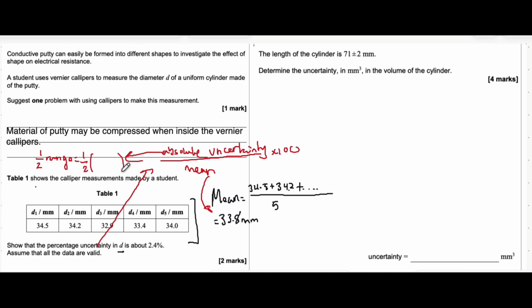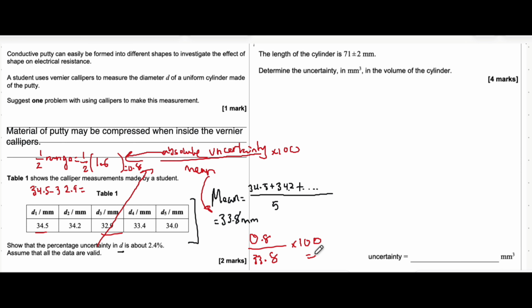Now, when you're finding the range, that's the highest take away lowest number, but you also don't include anomalies. Like I mentioned before, there are no anomalies here. So taking the highest number, 34.5, and taking away from that the lowest, which is 32.9, well, 34.5 take away 32.9 is actually 1.6. And if we halve the range, half of 1.6 is 0.8, meaning our absolute uncertainty in this experiment is 0.8. Our final bit of working out is putting the absolute uncertainty over the mean, so over 33.8, and then multiplying all of that by 100.